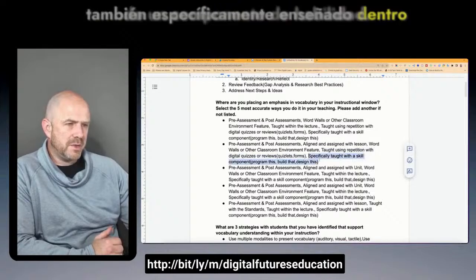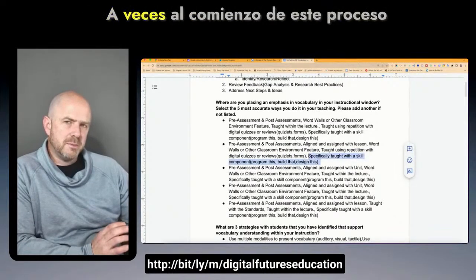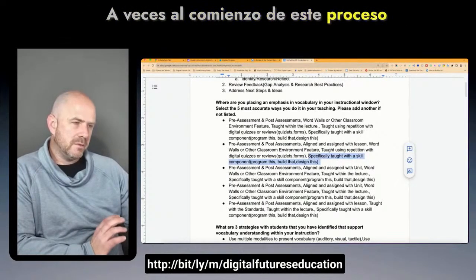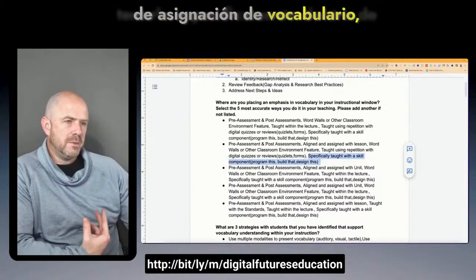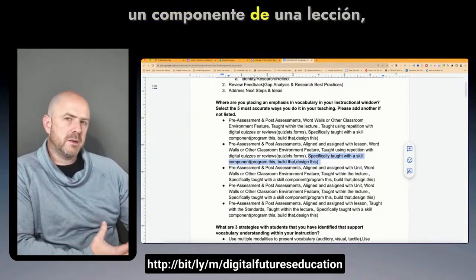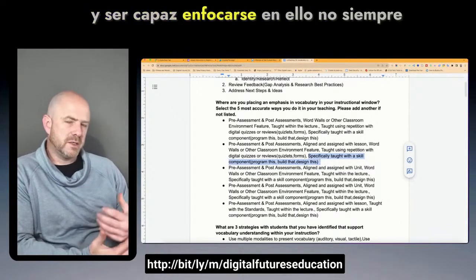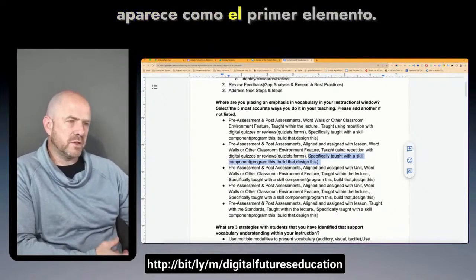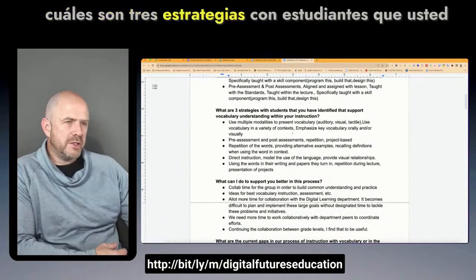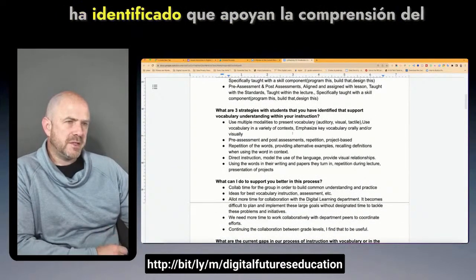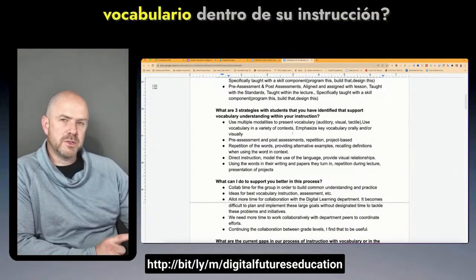Also, specifically taught within a skill component. Sometimes in the beginning of this process of assigning vocabulary, having it specifically within a component of a lesson and being able to focus on it doesn't always come up as the first item. So what are 3 strategies with students that you have identified that support vocabulary understanding within your instruction?